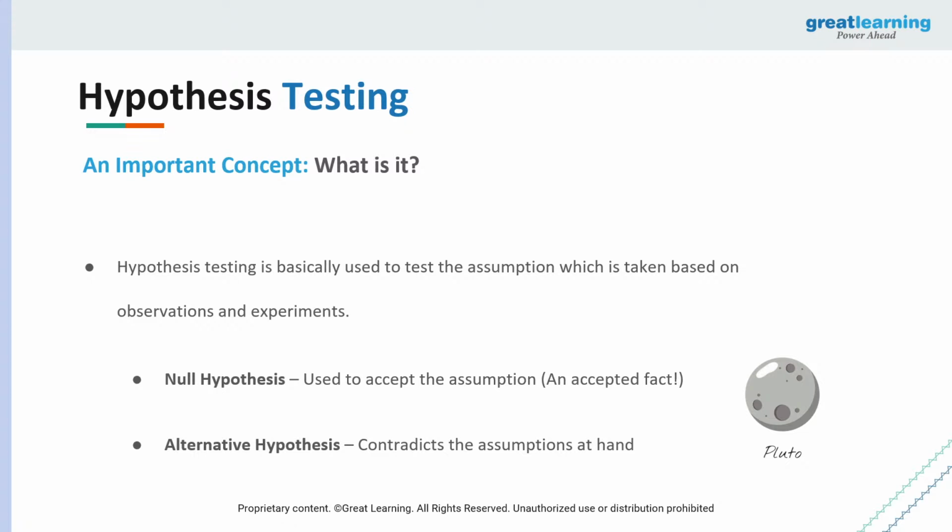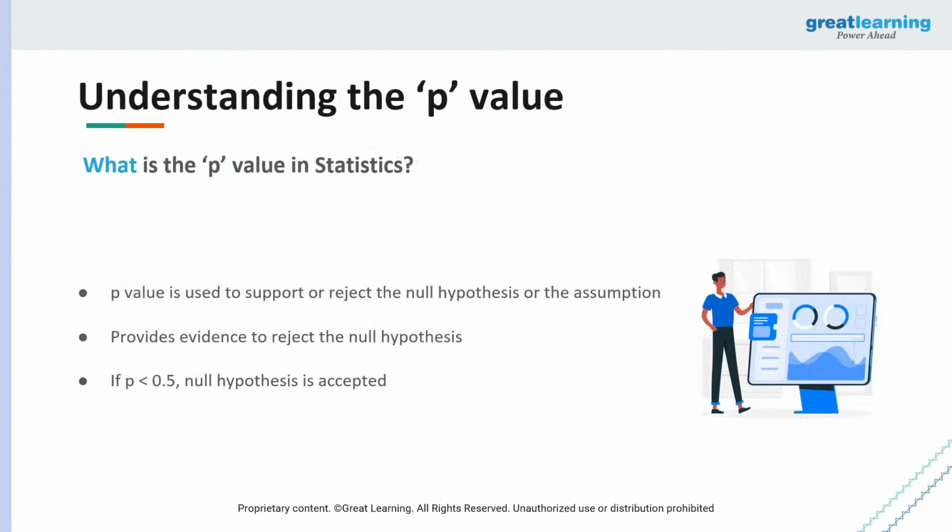Now, think about a couple of years back, when you were in school, they said the solar system has these many planets, Pluto being the last planet. And then there came a time when they said, oh, sorry, Pluto is no longer a planet anymore, correct? The first hypothesis was that Pluto was a planet. It was an accepted fact. And then later they changed their mind and said, hey, oops, sorry, Pluto is no longer a planet. So sad, Pluto. This is the exact concept of how null hypothesis and alternative hypothesis work.